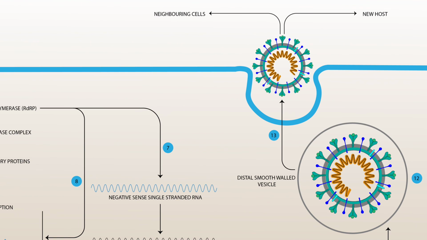Step 13. Finally, the virions are transported through an exocytosis-like mechanism to the surface of the cell, where they are released to go on and either infect the neighboring cells or to infect a new host.